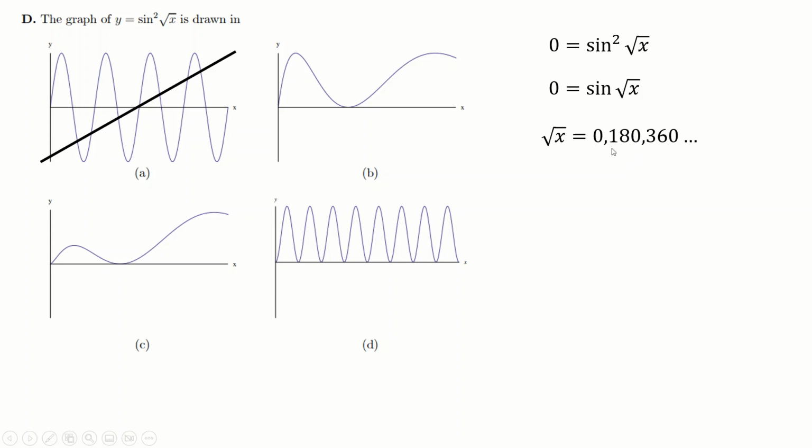But of course, when I square both sides here, I get this. And now the thing about squaring numbers is they get further and further apart. Right, the distance between 0 and 180 squared is smaller than the distance from 180 squared to 360 squared. So the roots are getting further and further apart. They're not spaced evenly like this. And so it's going to be either this one or this one.